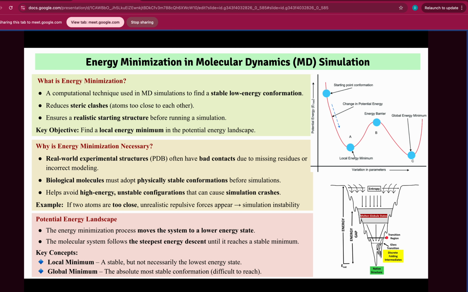Then comes the transition state, after which the transition happens because my protein gets properly folded. Till the molten globule state, my protein is not properly folded, it might be unfolded in some points. So this is the glass transition, after which my protein will be properly folded and discrete folding intermediates exist, and ultimately we reach the native state, which has the least potential energy.